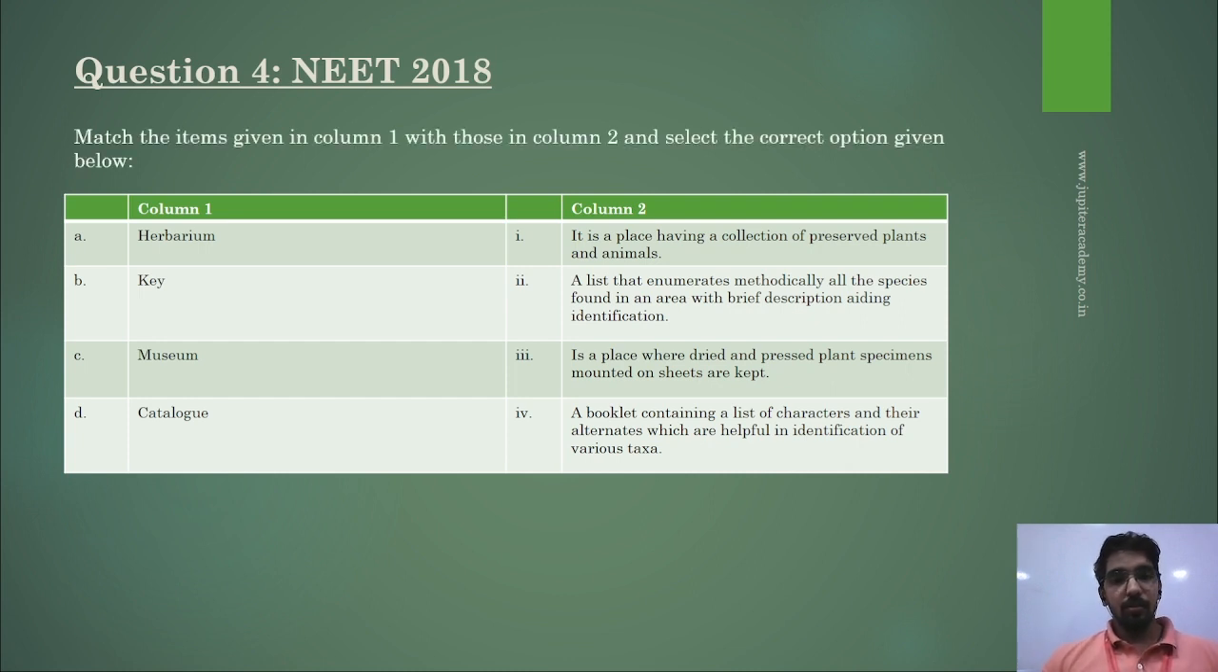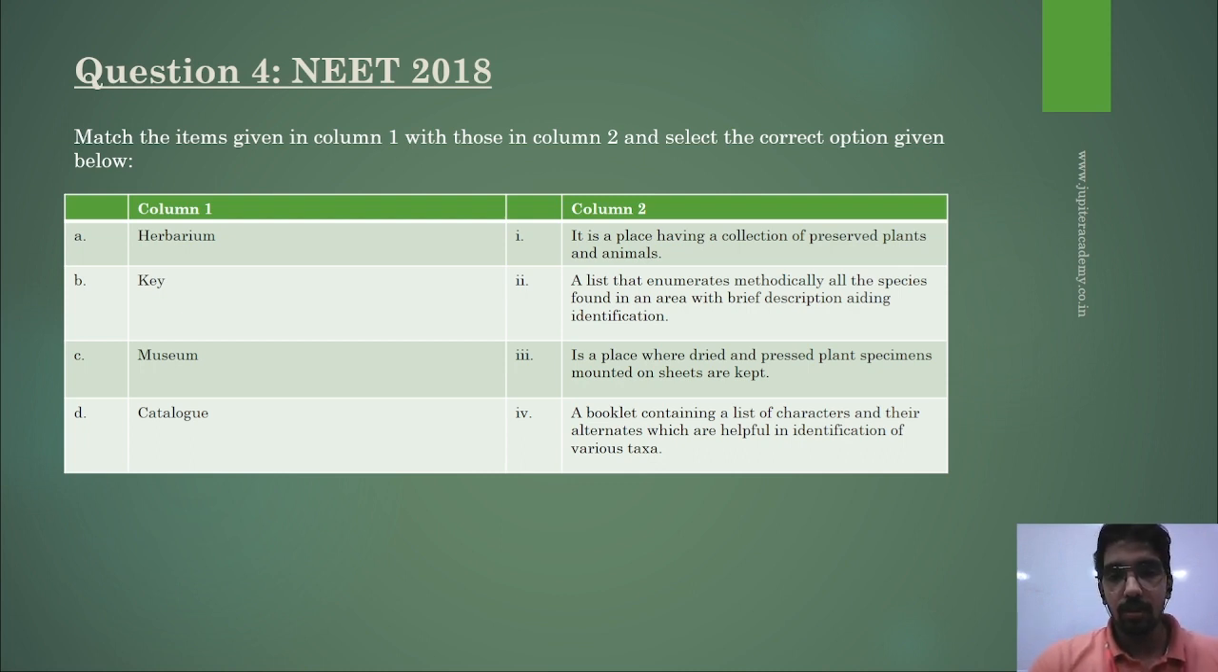It is a match the following, and the question states: match the items given in column 1 with those in column 2 and select the correct option given below. So we have a list of taxonomical aids and their descriptions. The first one is herbarium. What could be the answer for herbarium? Let us see each option and what could be the possible description for the particular taxonomical aid.